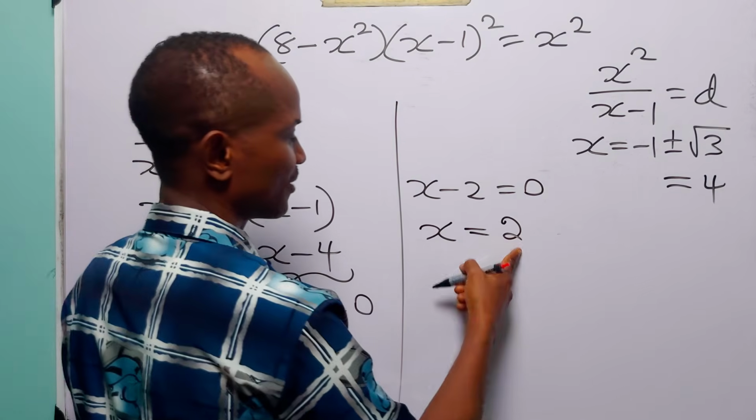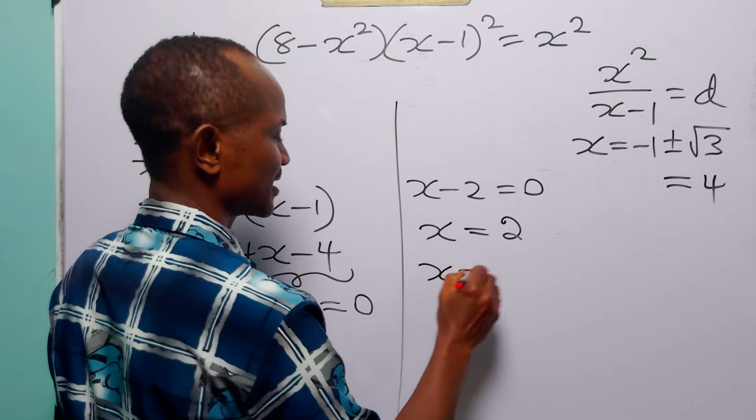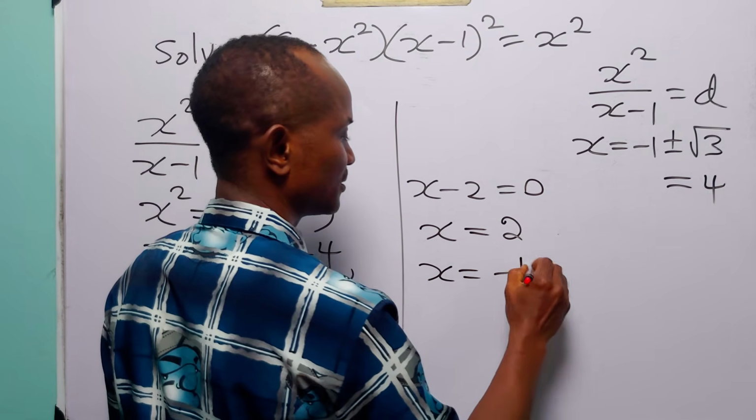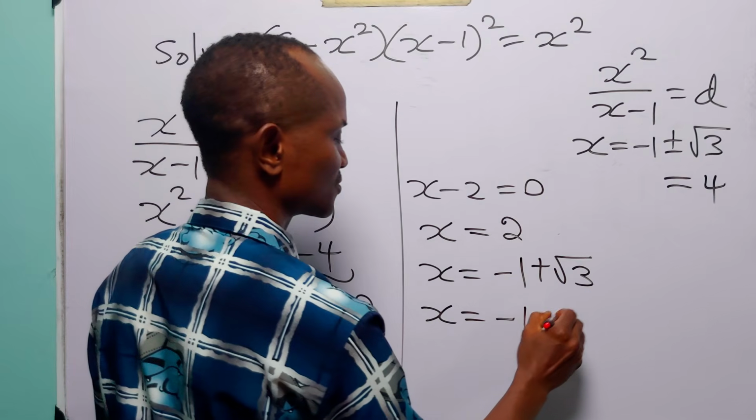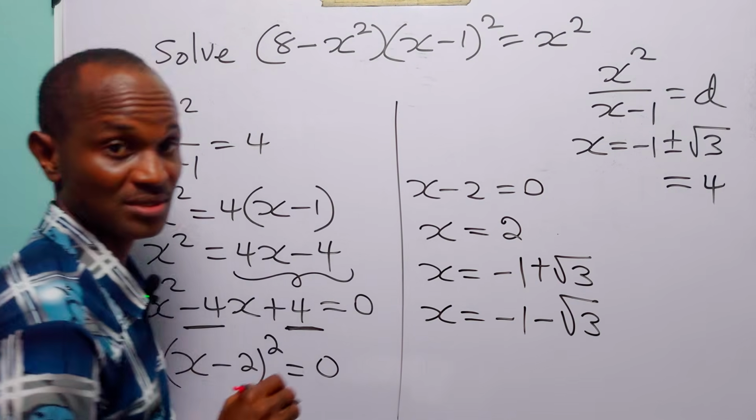We have x equal to 2. We have x equal to -1 plus root 3. And we have x equal to -1 minus root 3.